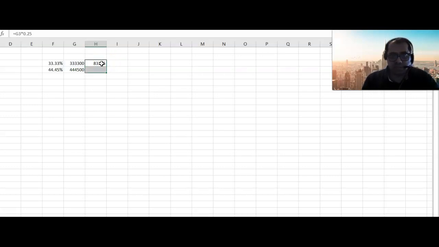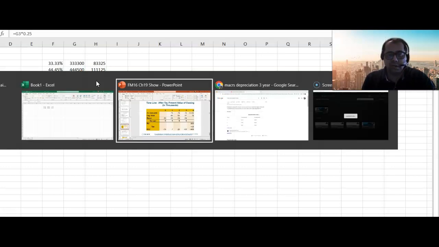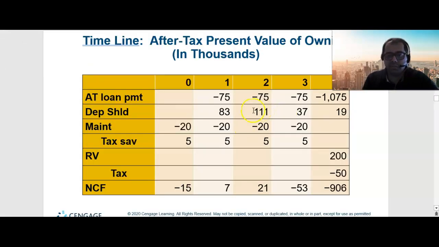This was the depreciation shield for the first year, and the depreciation shield for the second year is going to be this number, $111,125, right? So if we go back to the slideshow, this is how you get the depreciation advantage, right? So the depreciation shield is 111,125, and similarly for the third year also we can get the value of the depreciation shield.